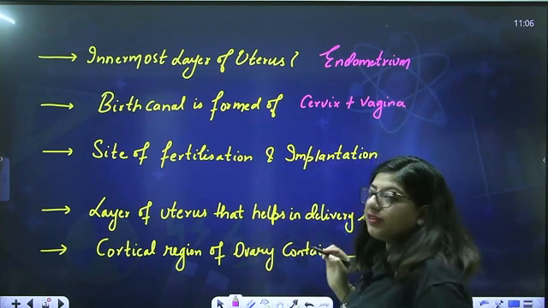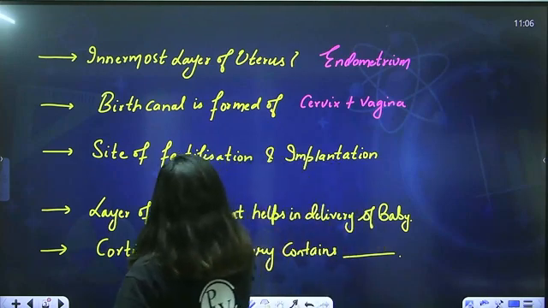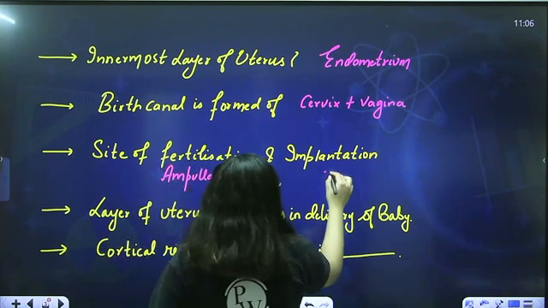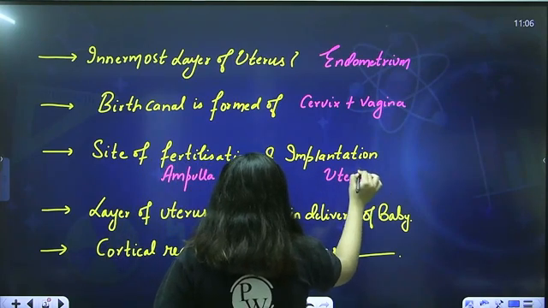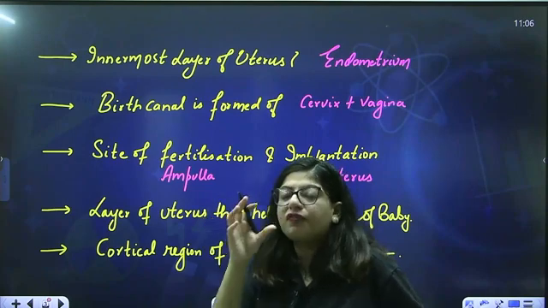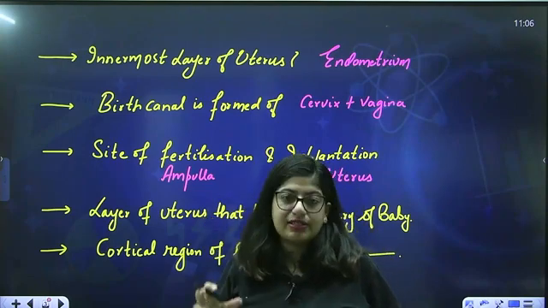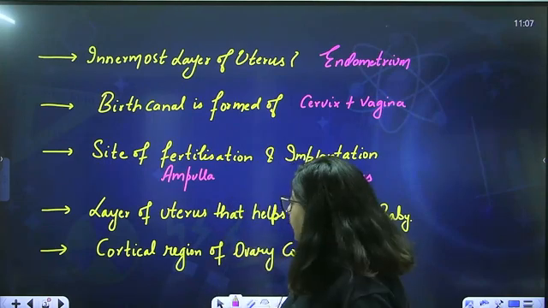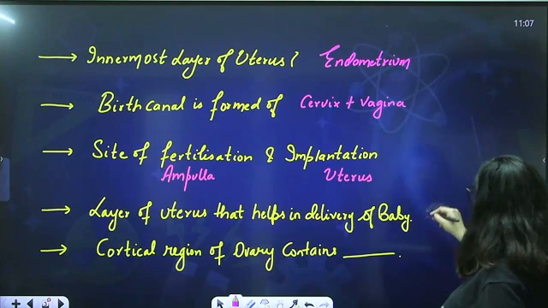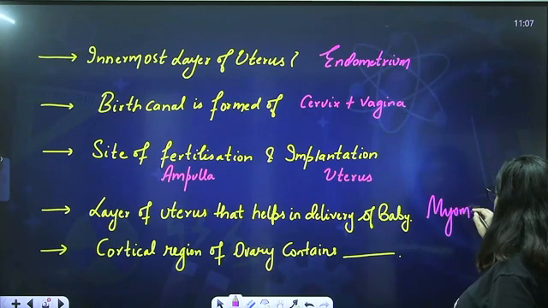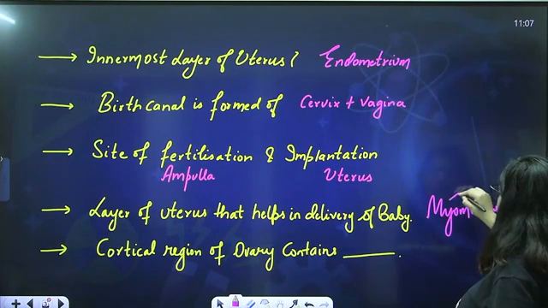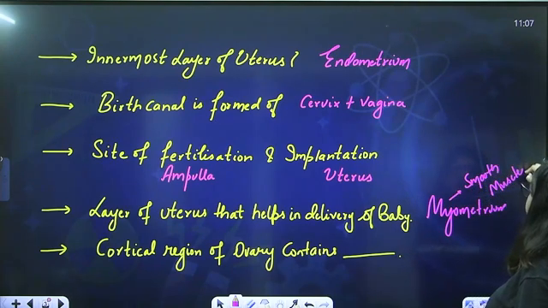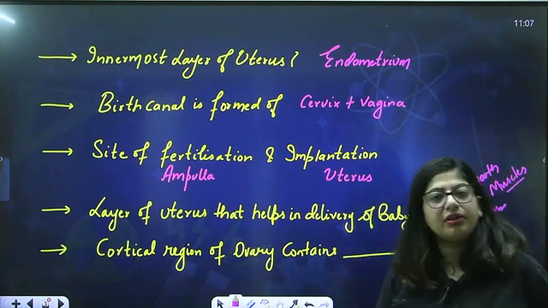Then the site of fertilization. What is the site of fertilization? That's fallopian tube. The part of fallopian tube is ampulla, and site of implantation is uterus. So implantation, where the baby or the embryo fixes in the uterine wall, that's implantation. Fertilization, where ovum and sperm fuse. Layer of uterus that helps in delivery of baby, that is myometrium. Because myometrium is a layer that contains smooth muscle. So whenever the baby is ready to come out, these muscles contract and the baby moves out.